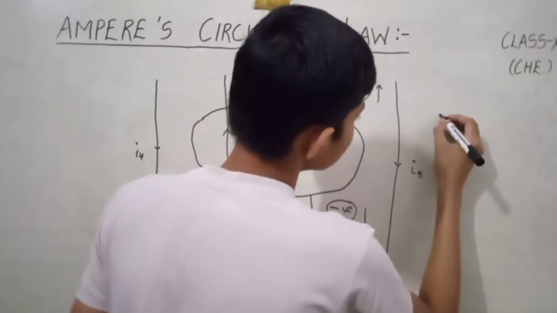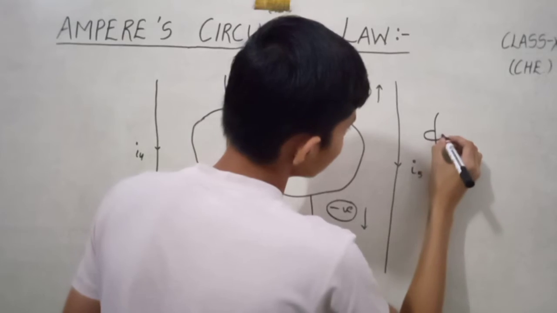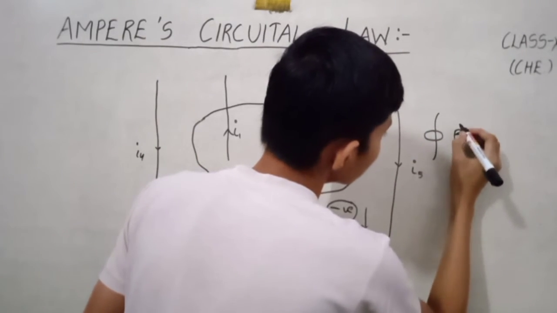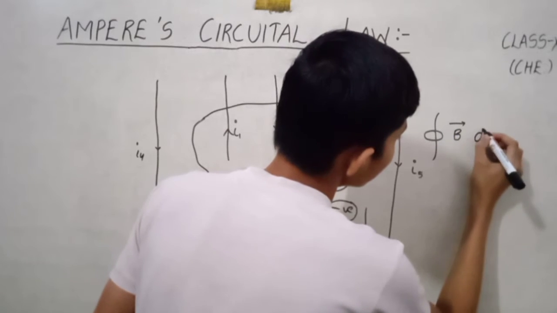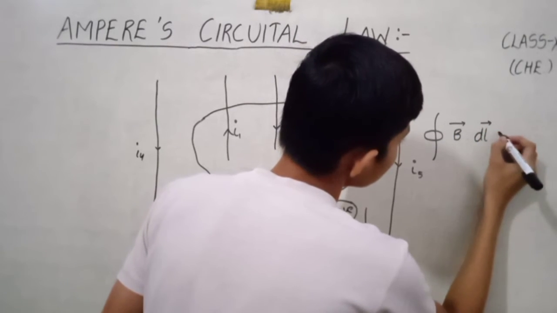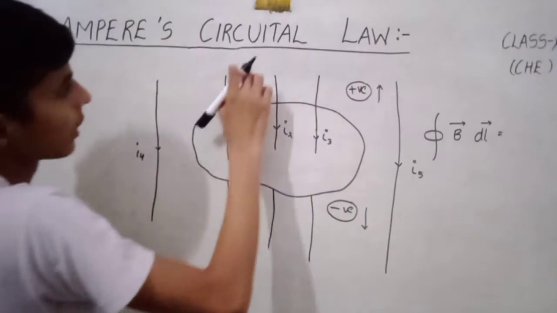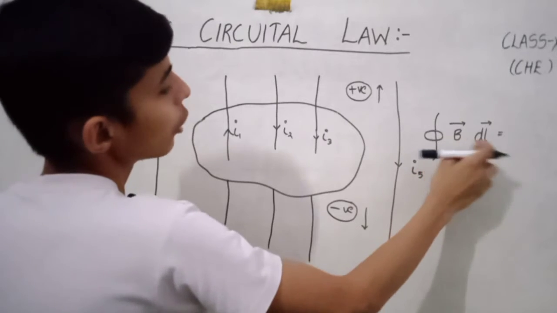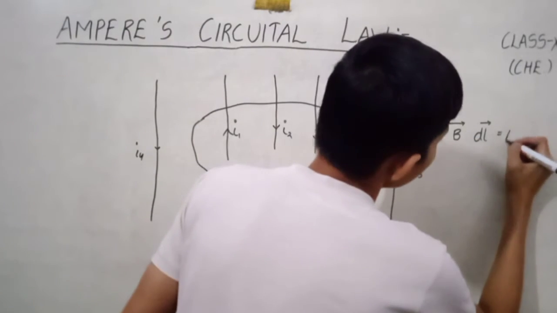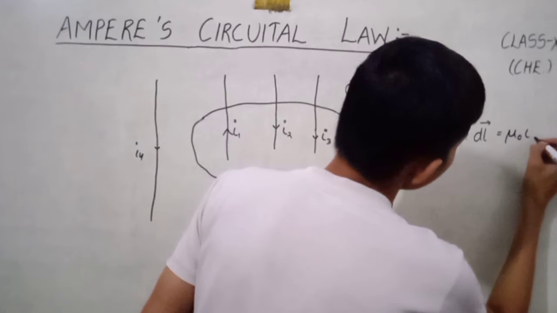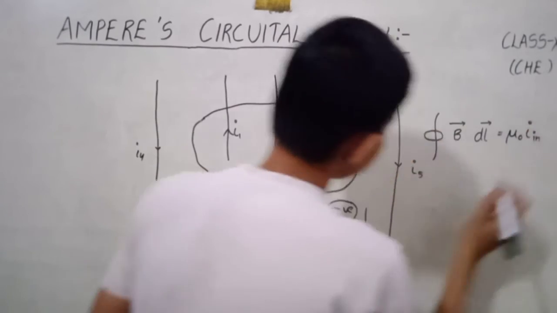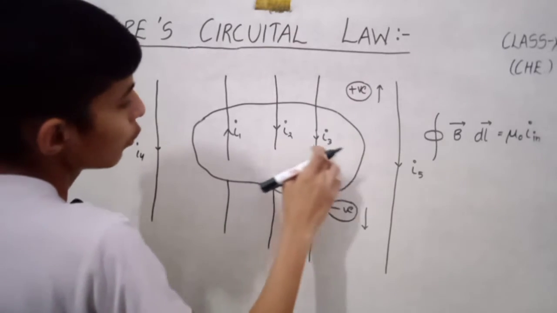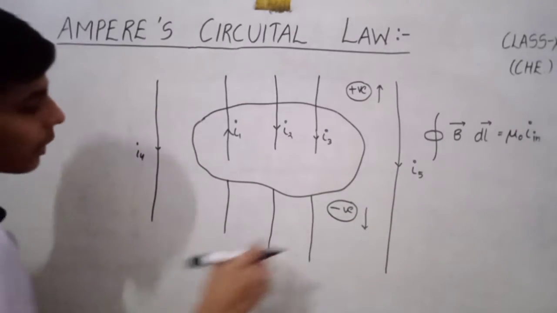states that the closed integral of B dot dl equals mu naught I in. The current I1 is flowing in the positive direction and I2, I3, I4, I5 are all flowing in the negative direction.